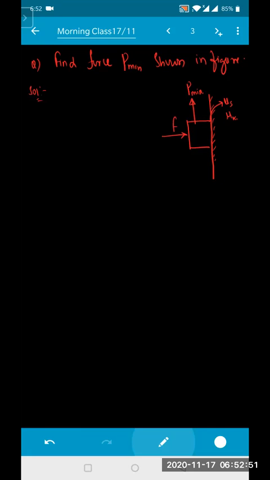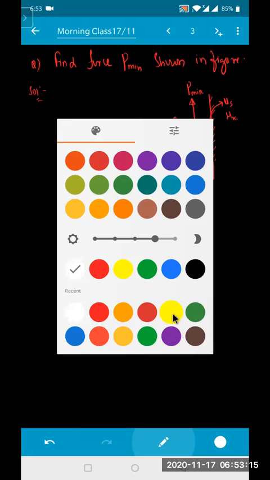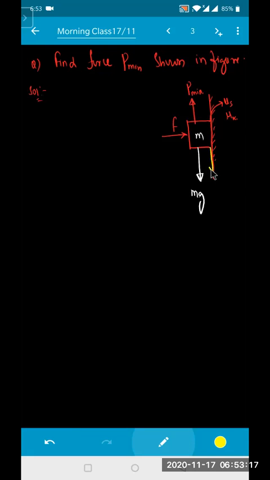First of all, mg acts in the downward direction, and the normal weight of this body is also downward. Friction will be in which direction? Upward, sir. There's movement upwards, so friction will be downward. See here, force P minimum: in the figure, you are applying the force in the upward direction. So limiting friction, minimum friction, limiting friction.